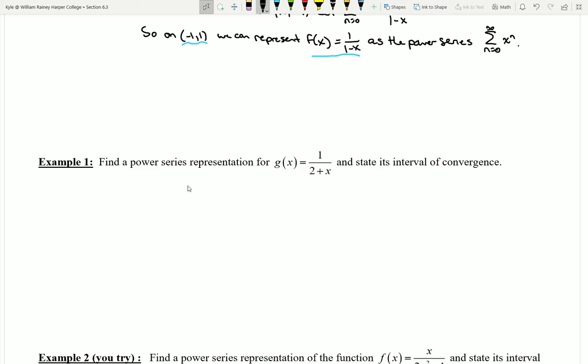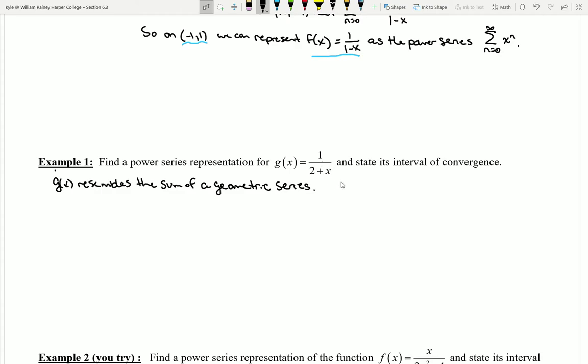Here's where I can start. I'll start by at least noting at first that g of x resembles the sum of a geometric series. Okay? If you take a look at the basic structure, you can see we kind of have this a over 1 minus r.